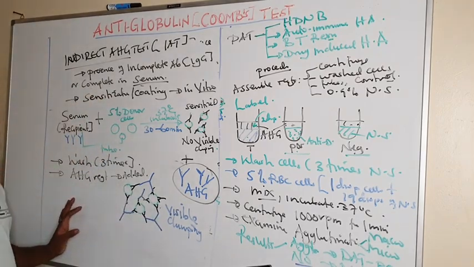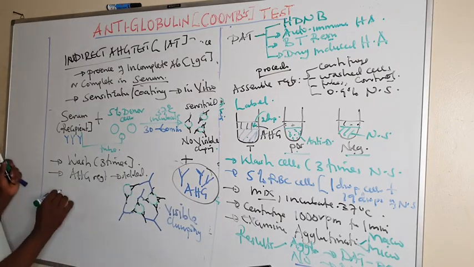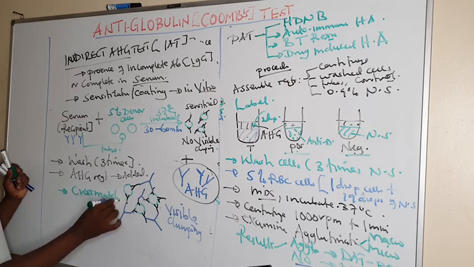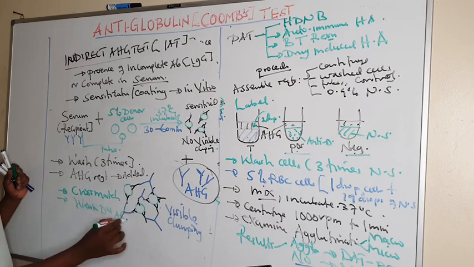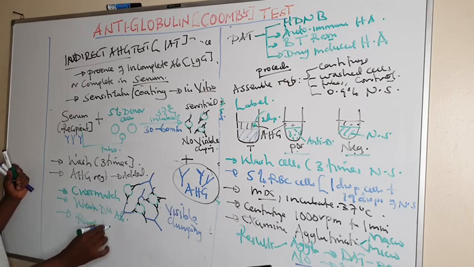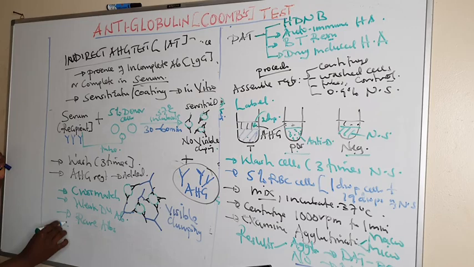And where do we apply this? This indirect Coombs test is applied in cross-match, routine cross-match. It is also used to detect weak DU. We can also use it to demonstrate rare antibodies of rare blood groups like K, like M and N, and Lewis. Then we can also use it to demonstrate RBC antibodies circulating in the serum.